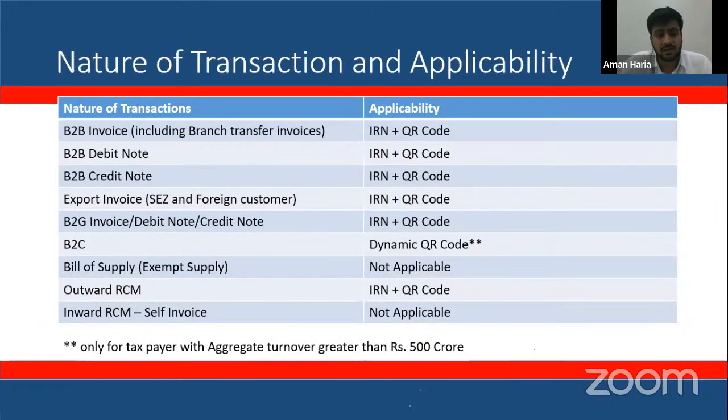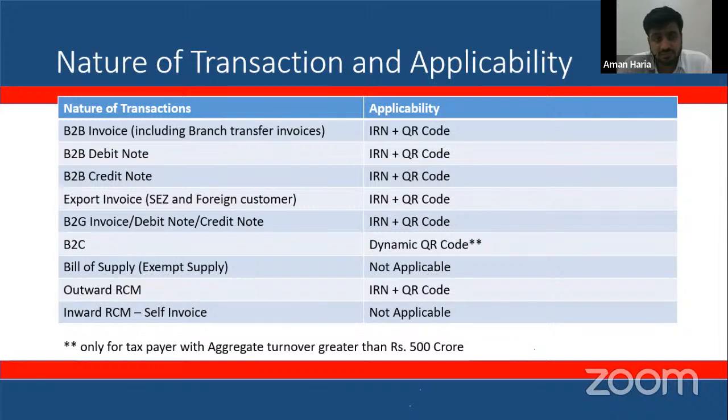So up till now, whatever we've discussed, I would just like to summarize what type of transactions and what is the applicability that we have been discussing. So as we first discussed, your B2B invoices, yes, for those invoices you will be required to generate IRN and QR code. Even the branch transfer invoices will require IRN and QR code. Your debit notes and credit notes, which are issued to a registered person, who are registered under GST, for those also IRN and QR code is mandatory.